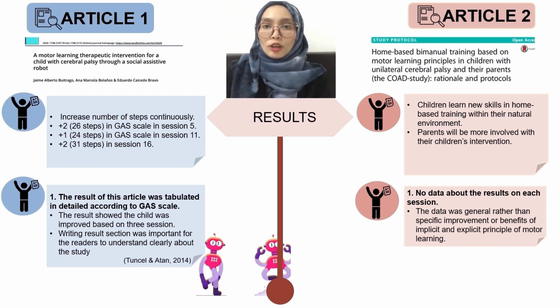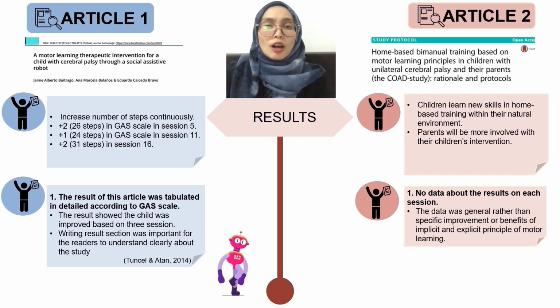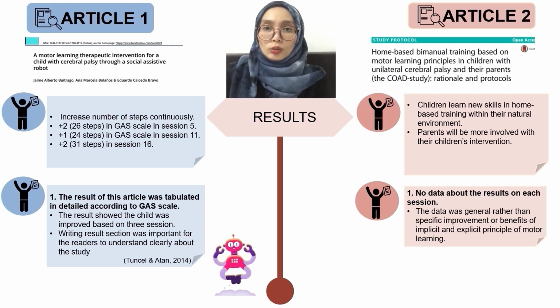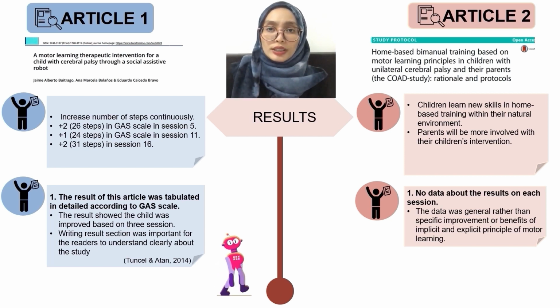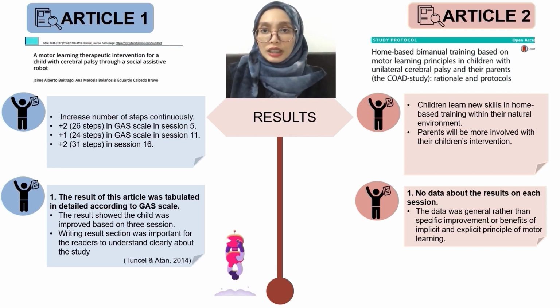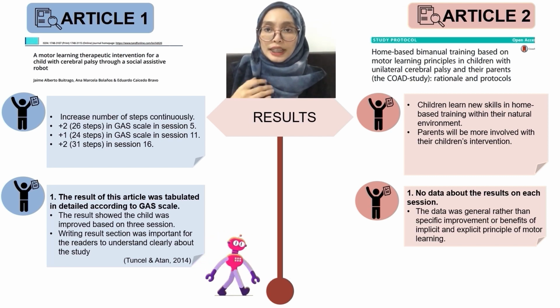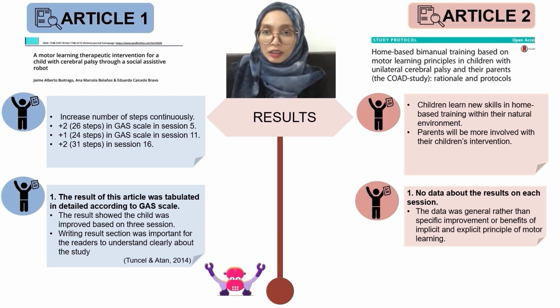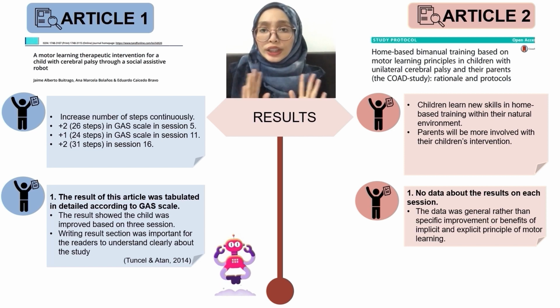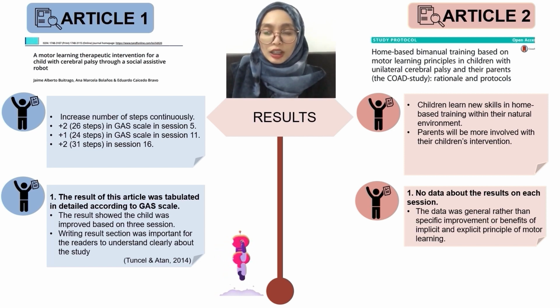As for the comparison of the results between these two articles, for Article 1, the result of this article was tabulated in detail according to goal attainment scaling scale. The results show that the children improved based on 3 sessions. Writing the result section was important for the reader to understand clearly about the study, and it will make it easier for the reader to understand the intervention. While for Article 2, there is no data about the result on each session. The data was general rather than specific improvement or benefit of implicit and explicit principles of motor learning.